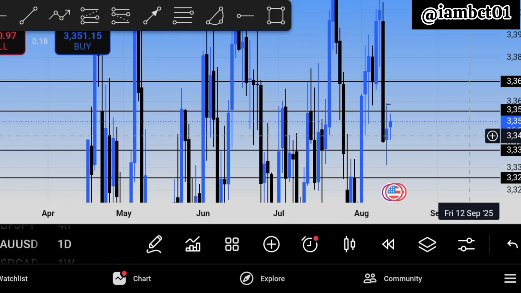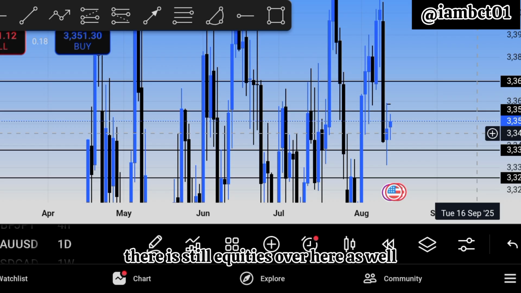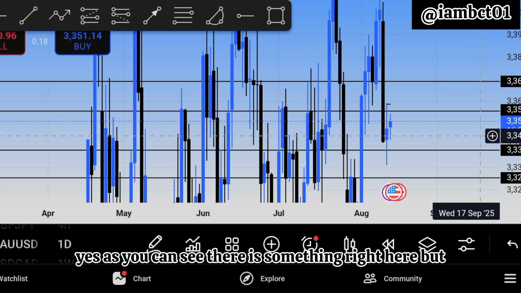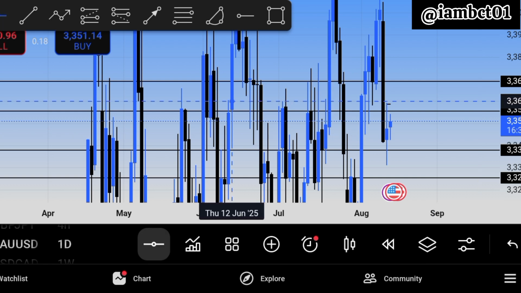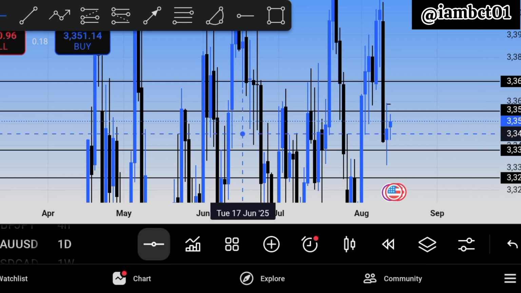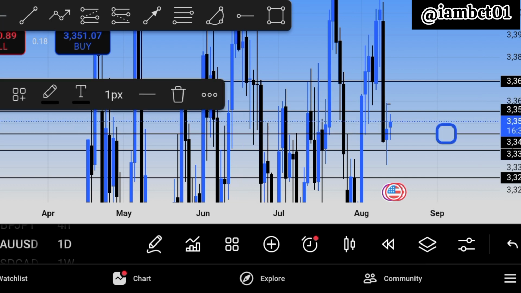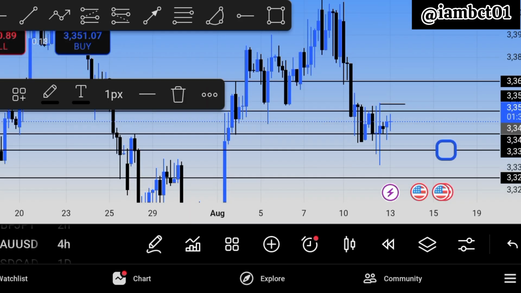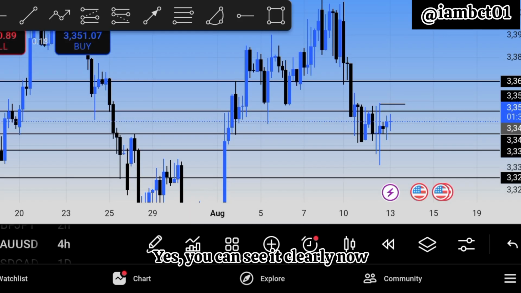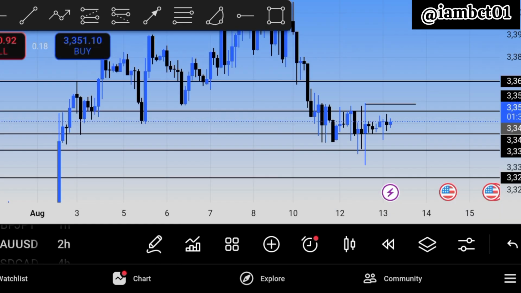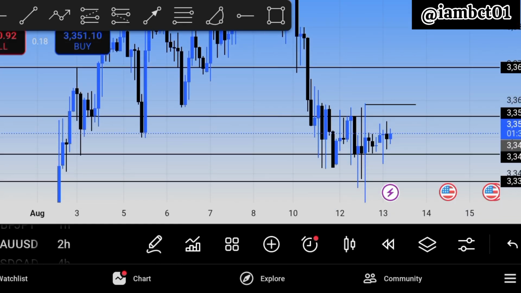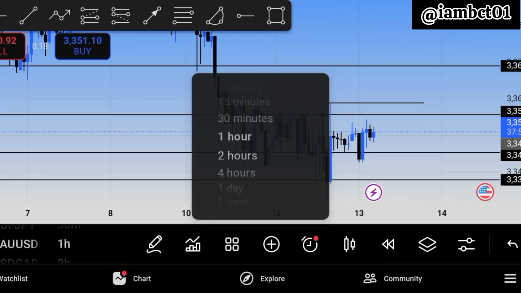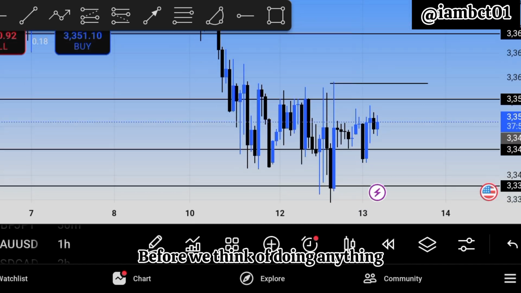and there is still a pretty zone right here as well. Yes, as you can see, there is something right here. There is something here. Yes, you can see it clearly now. So price should take out here first before we think of doing anything.